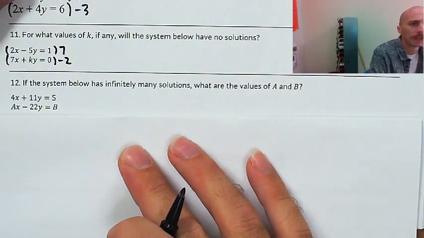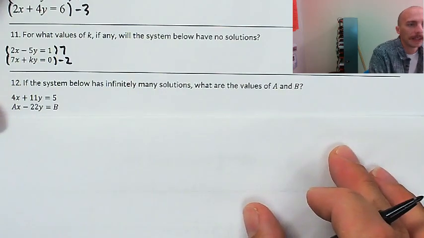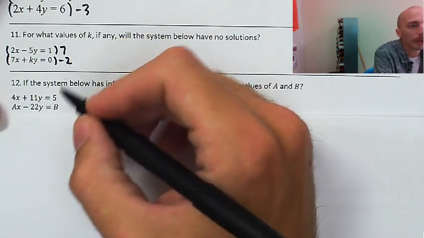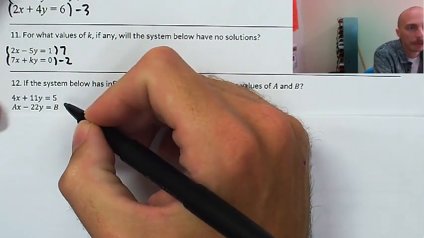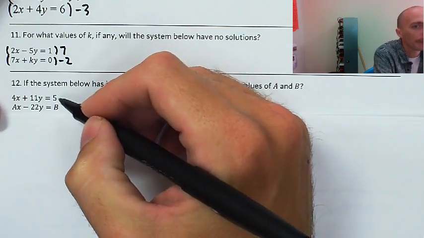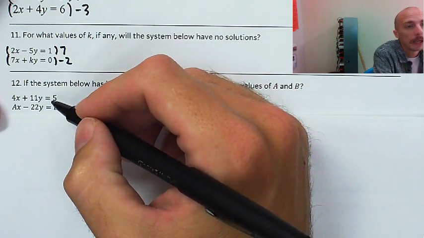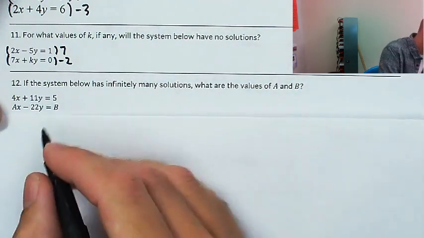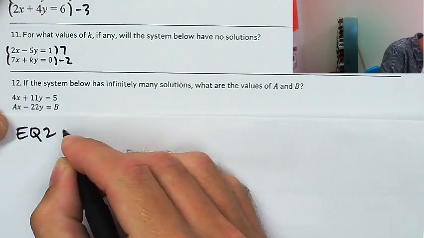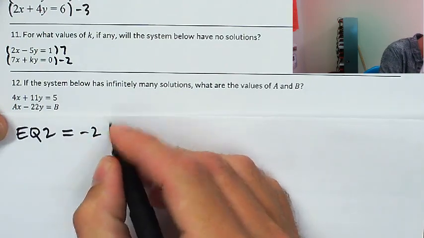Okay, now, if this system has infinitely many solutions, what are the values of a and b? All right, in an infinitely many solutions case, know that you have 2 copies of the same line, right? So that means that really the second equation has to be the first equation multiplied by some number, if it's going to be the same line. So I'm going to say, all right, equation 2 needs to be equal to -2 times equation 1.